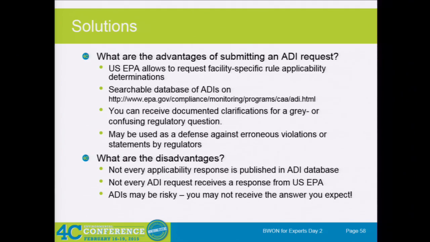So some advantages: US EPA allows you to request facility-specific rule applicability determinations. There's a database online. If you go to this link, you can see the ADIs. But I don't think all of them are online, because a lot of people don't have that sour water one. There are a lot of ADIs that went to the client who asked the question but did not get published. And we do actually have some of those on the drive. These may be used as a defense against erroneous violations or statements by regulators.